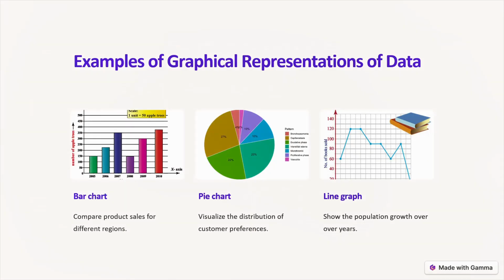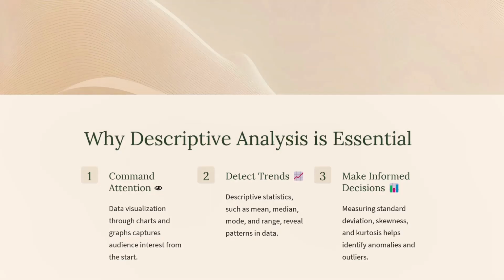These are the different types of graphical representation of the data that we can use: bar chart, pie diagrams, that is represented in pie or in a circular form with 360-degree angles, and also line graphs are the major examples for graphical representation of the data.